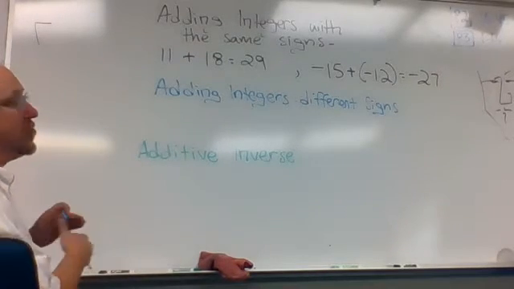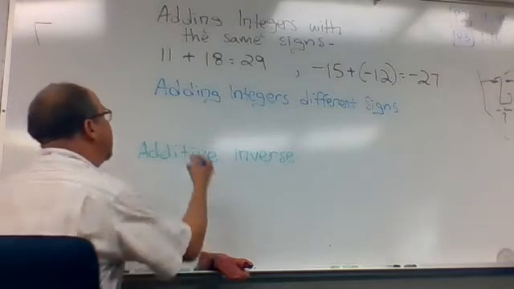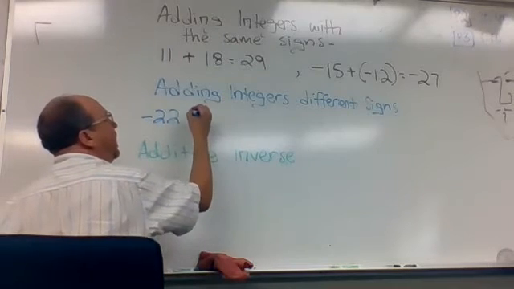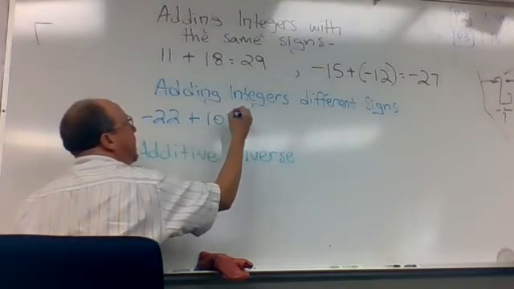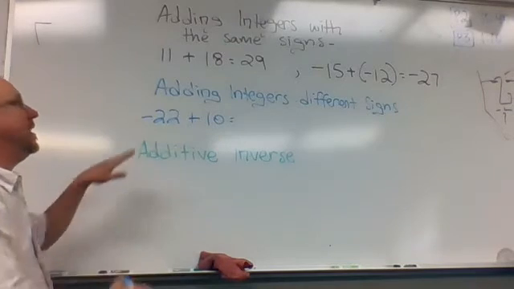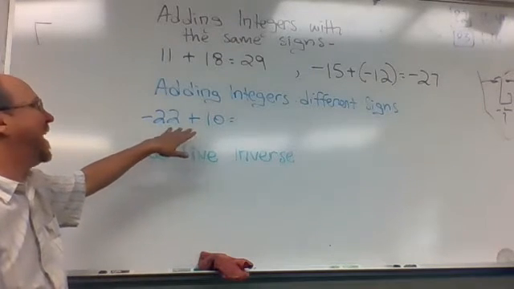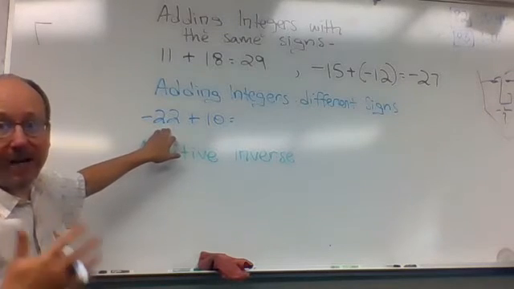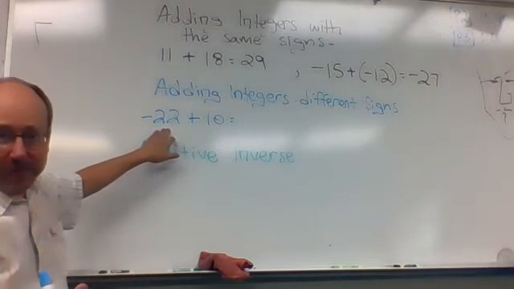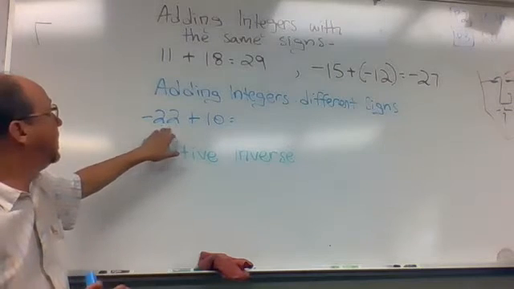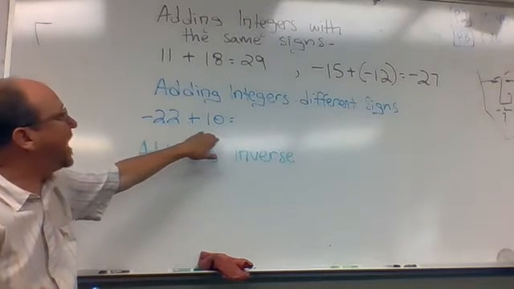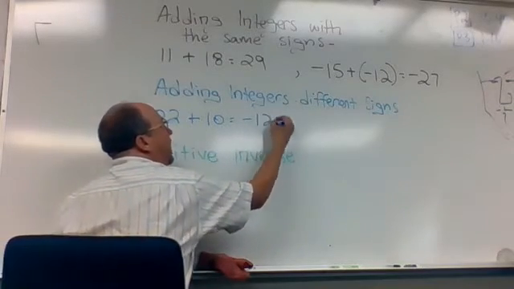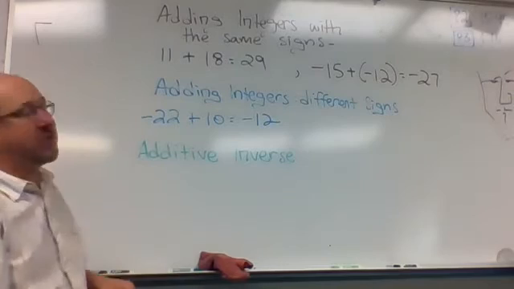Now, when adding integers with different signs, in this case we have a negative 22 plus 10. Here, you're going to find the difference. One way to think of it is there's more negative values, so the difference is going to be negative. So negative 22 and a positive 10, the difference is 12, and there are more negatives, so it's going to be negative 12.